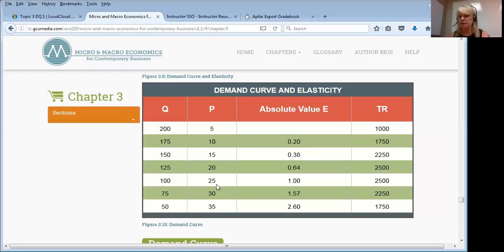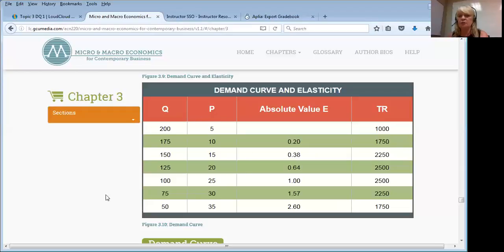When the price gets to 25, elasticity is 1. That's unitary elastic. That means that the percentage change in quantity is the exact same as the percentage change in price. So you get no change in total revenue. But after that, people are very, very touchy about price. And you can see that our elasticity goes to 1.57, 2.60.